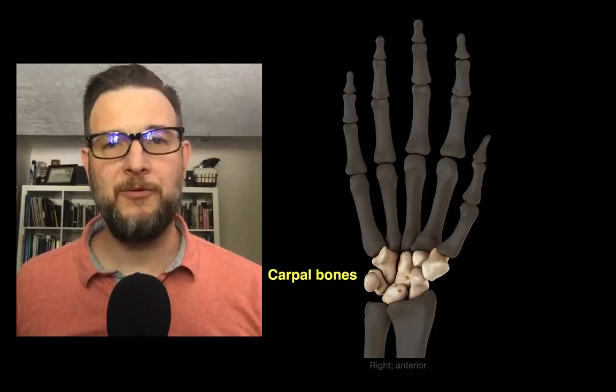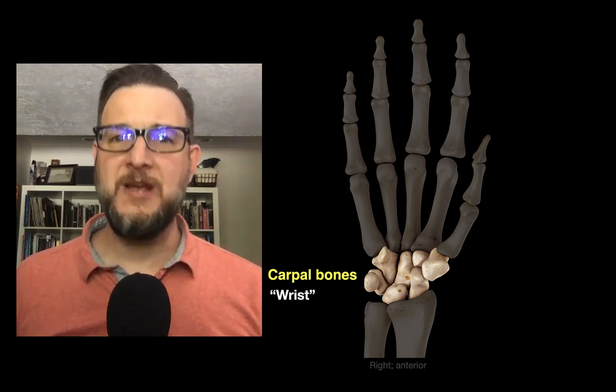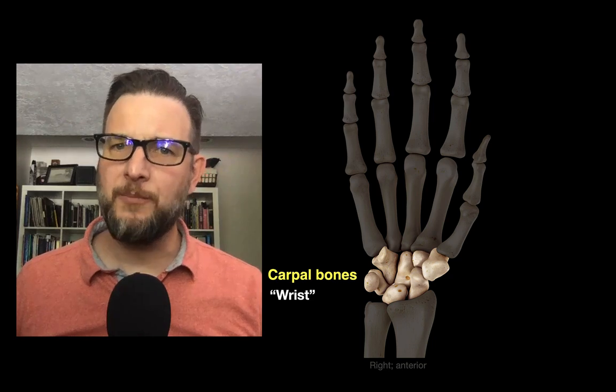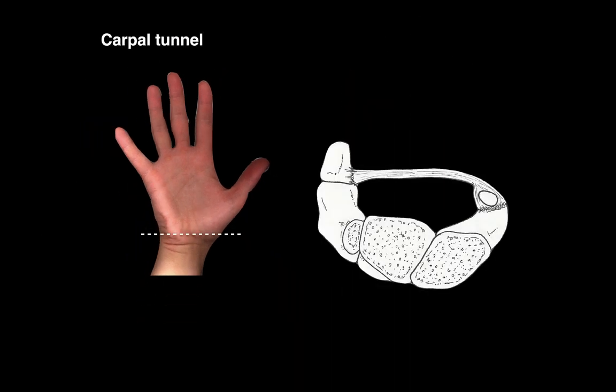Let's start with the carpals. Carpals is Greek or Latin, I can't remember which one, for wrist. So whenever you see the word carpus or carpals, think wrist. In the surface anatomy, take a look at that crease. That crease is showing you the location of the carpal bones. But if you go right in the middle of the crease and go distal, about a postage stamp size, there is an area called the carpal tunnel. Let's look at that in a little bit more detail.